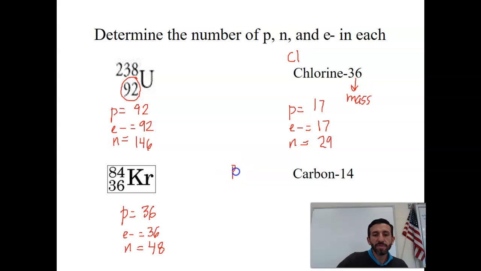And I can do the same thing with carbon-14. So carbon is atomic number 6. It's C. Atomic number 6. And then 14, I got to do 14 minus 6, which would be 8. Okay, well, there you go.